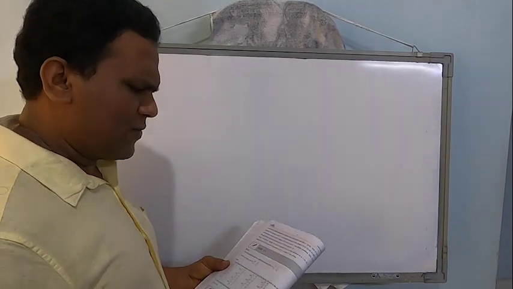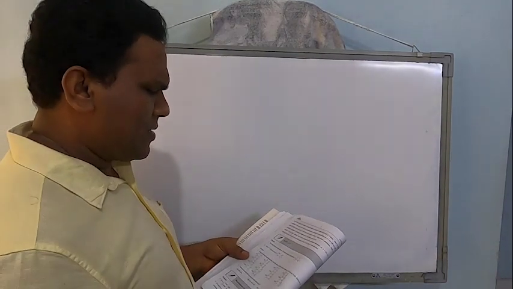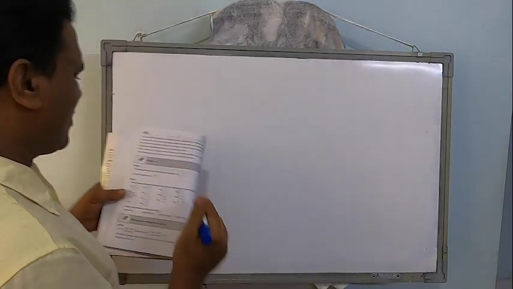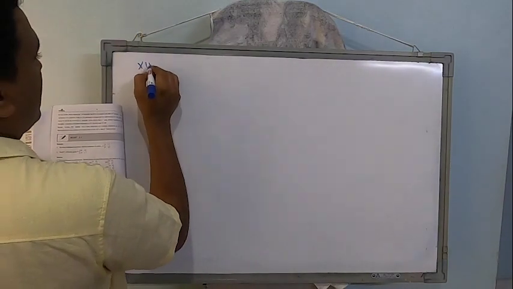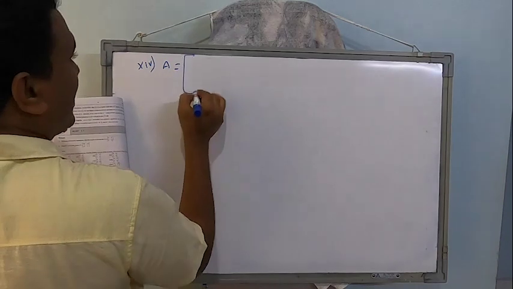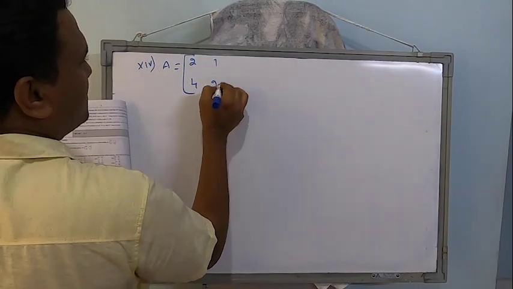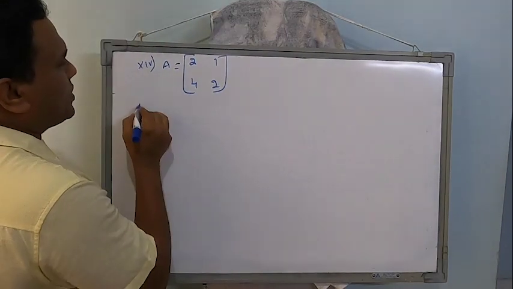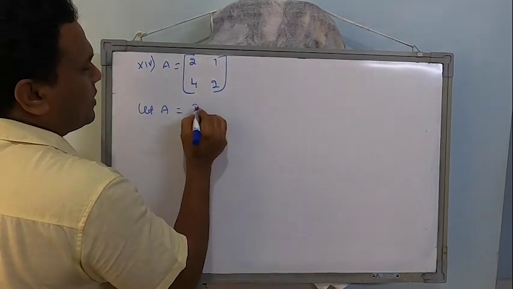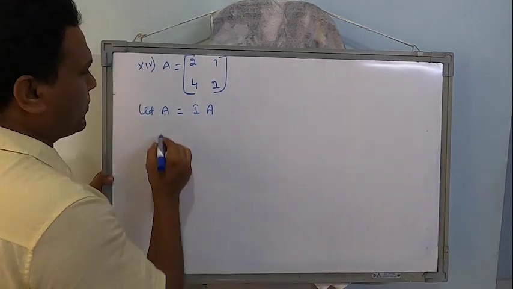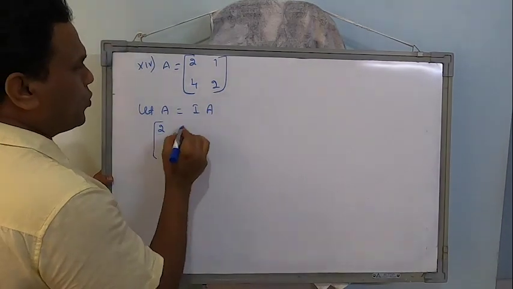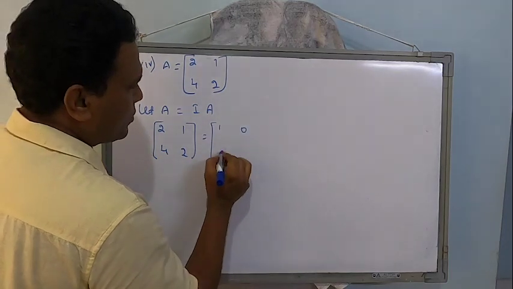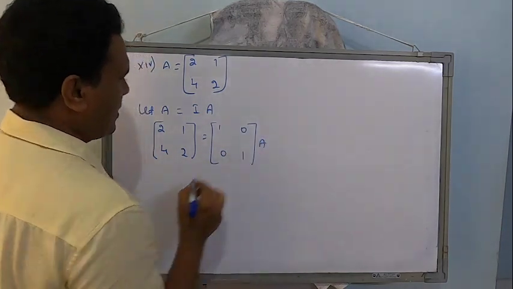Students, I know enough number of problems are already done. I just wanted to concentrate on the last problem. One last problem and I will stop. The last one, that's 14. Why I am selecting this problem, I will tell you later. This one particular problem is a bit interesting. Procedure remains the same. Let A is equal to I multiplied by A. Okay, [2 1; 4 2] is equal to [1 0; 0 1] multiplied by A.